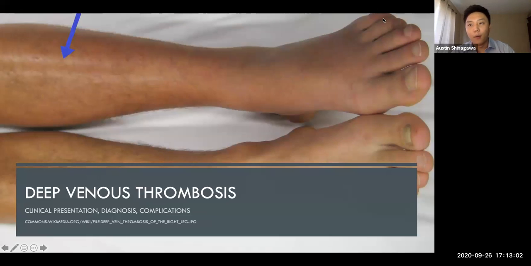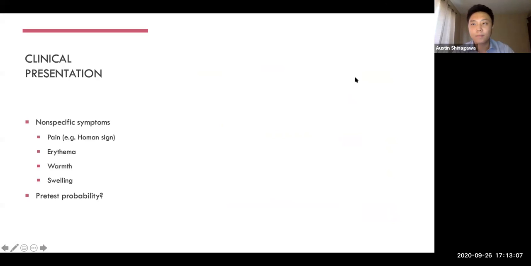All right, so we're going to talk about deep venous thrombosis specifically now, not just VTE as a whole. So can anyone tell me a little bit... So the clinical presentation of DVT is mainly non-specific symptoms, pain, which you can elicit with the Hohmann sign, which is basically flexing the ankle and seeing if that elicits pain, dorsiflexion. You can also get erythema in the leg, warmth and swelling. And you can differentiate these patients, give them a pretest probability. And does anyone know the criteria that we use?